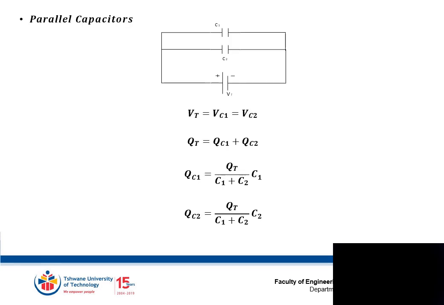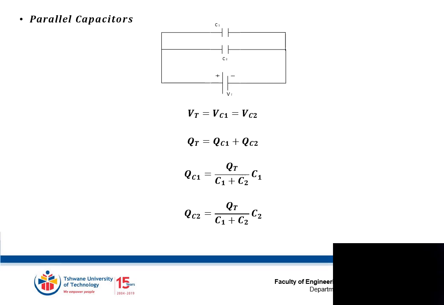Then for parallel capacitors C1 and C2, the total voltage Vt will be equal to Vc1 equals Vc2. If they are parallel, they have the same voltage. And then the total charge Qt will be equal to Qc1 plus Qc2, same thing as current in parallel resistors: IT equals I1 plus I2.